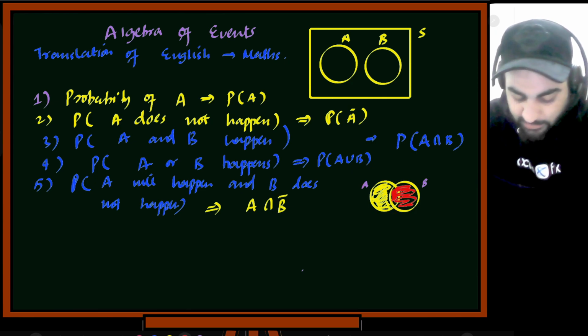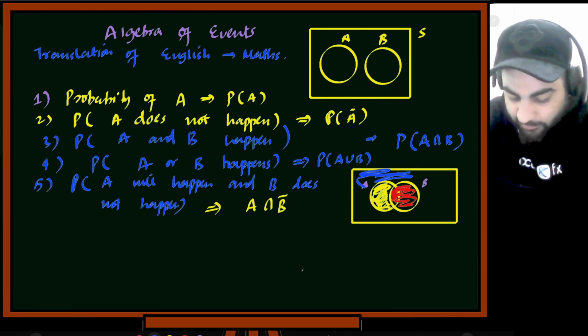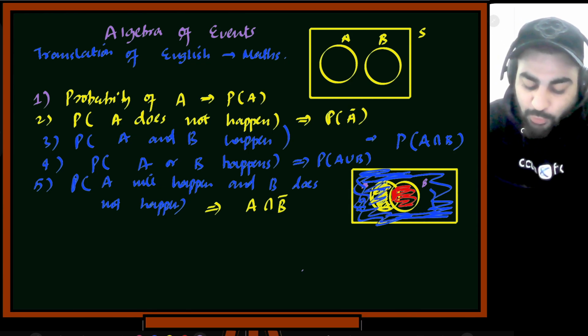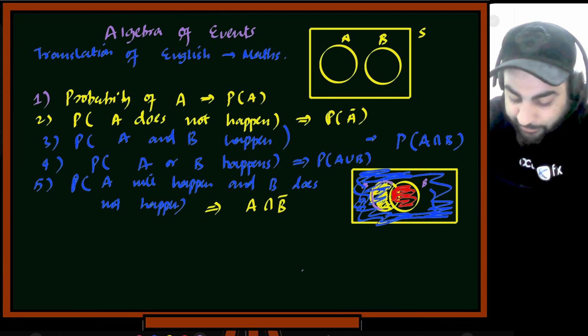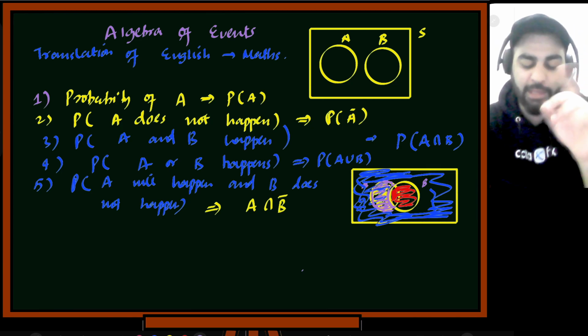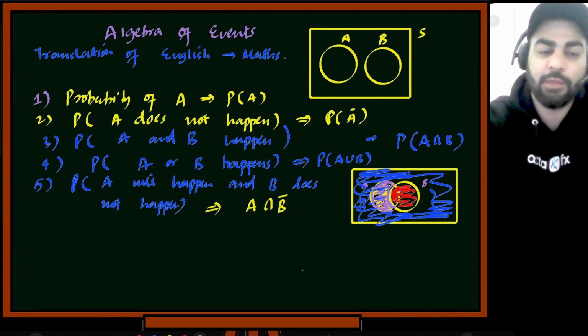Okay, so I should change the color. Everything outside B is this. Okay, even this. This is everything outside B. So when I'm talking about A intersection B complement, that is this portion now. Only this portion will remain. This crescent portion. That's the meaning of this: if A will happen and B will not happen, that is A intersection B complement.